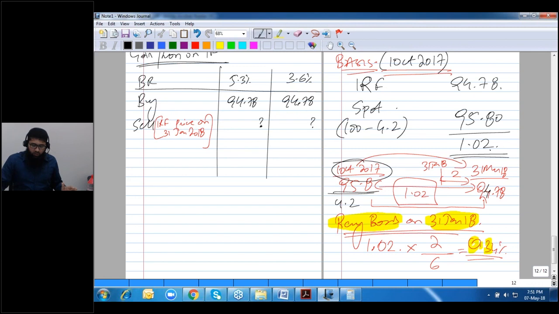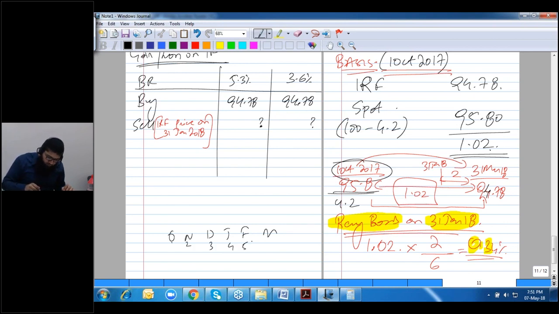Okay. How did we get 6 months? Today is actually 1st October. So you've got October, November, December, January, February, March. So that means 1, 2, 3, 4, 5, 6. It actually is 6 months away.